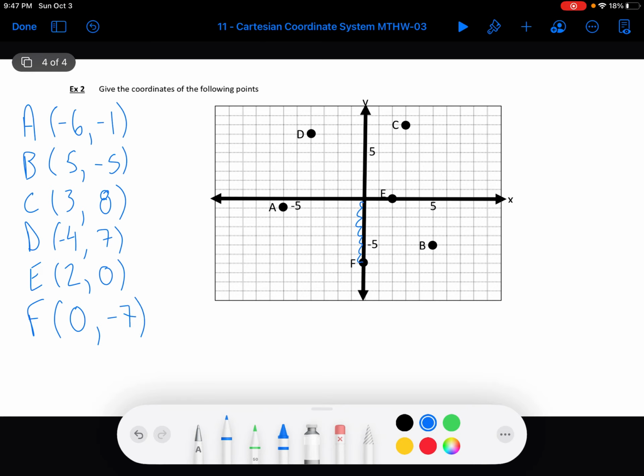Okay, and that's pretty much the basics to the Cartesian coordinate system. We'll talk about a little bit more as we move through the course.